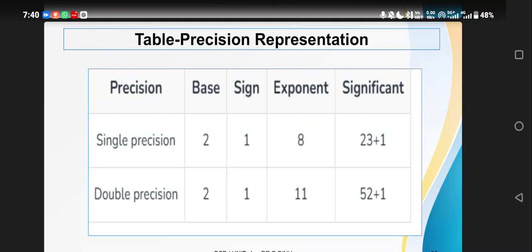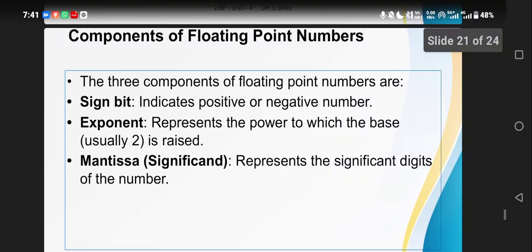This table represents the precision representation. The precision is represented in single precision as well as double precision. In single precision, the base value is 2, sign is 1, exponent is 8, significand is 23 plus 1. In double precision, the base and sign are the same as single precision, but the exponent is 11 and the significand is 52 plus 1. What are the various components of floating point numbers? Sign bit, exponent, as well as mantissa, which is also called the significand.